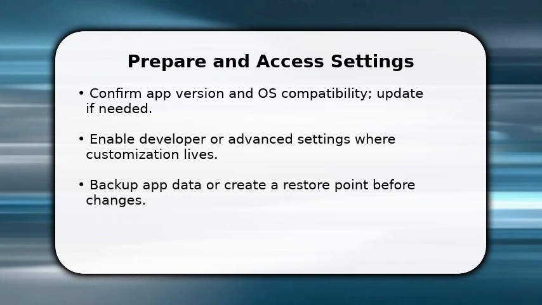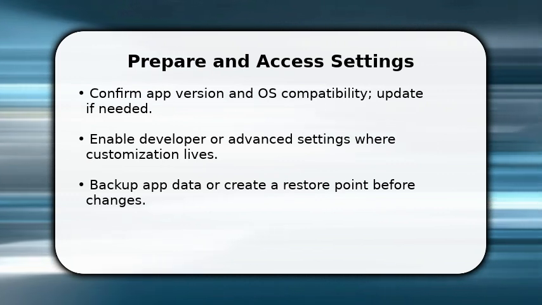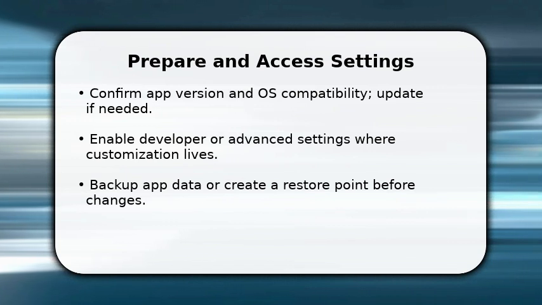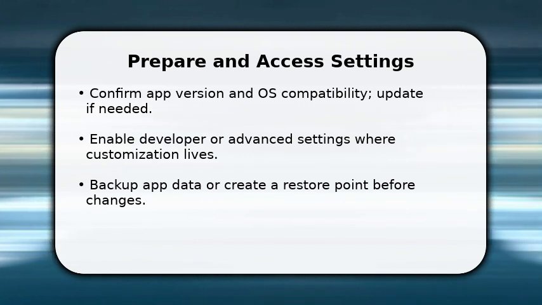You start by preparing the environment. Check the app version and make sure the OS supports native customization. Update now if needed. Once done, enable developer or advanced settings inside the app so hidden options appear. Make sure to backup data or create a restore point before changing anything. This preserves your configuration and prevents loss. These steps let you act immediately and safely, so you can modify behavior without relying on external shortcuts or automations.